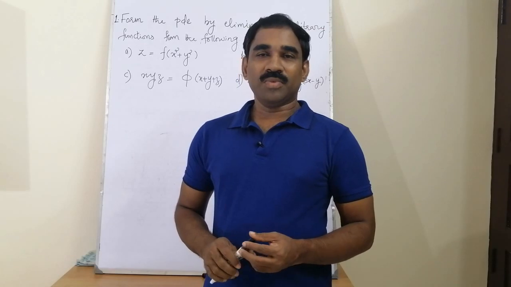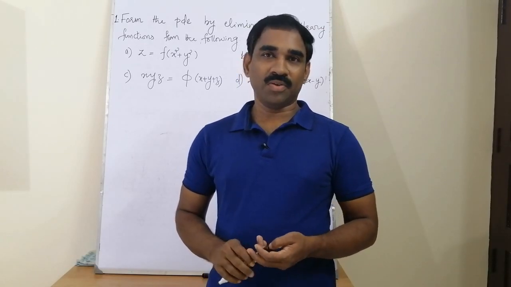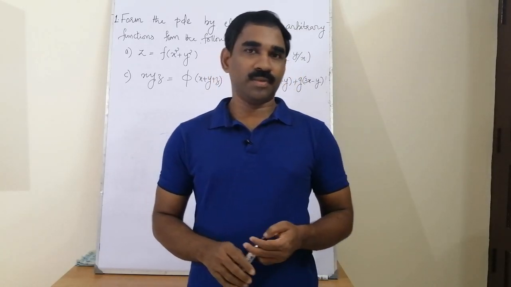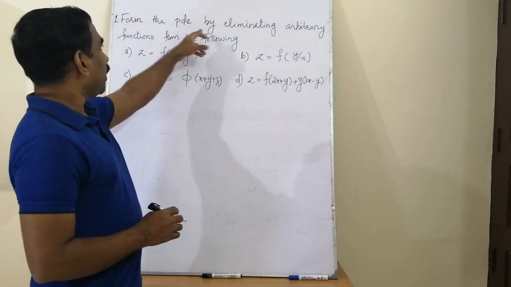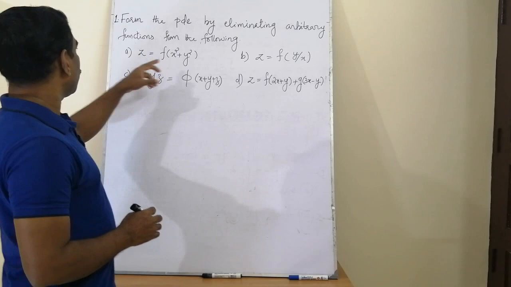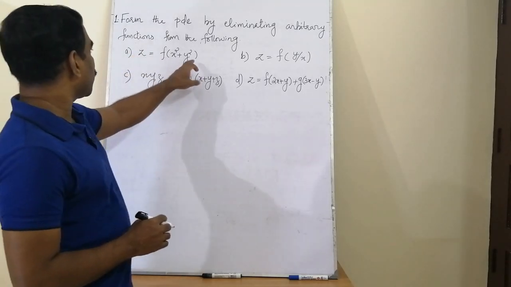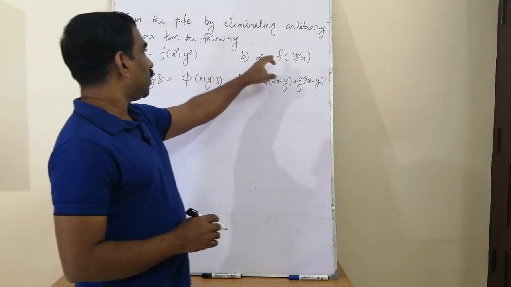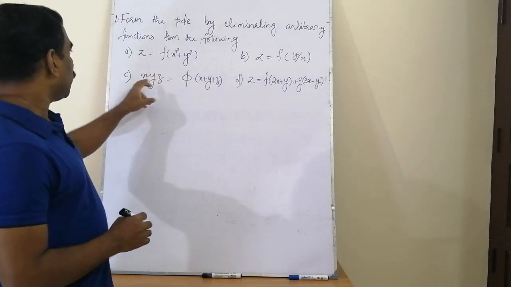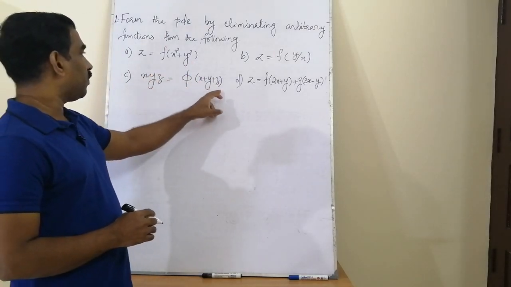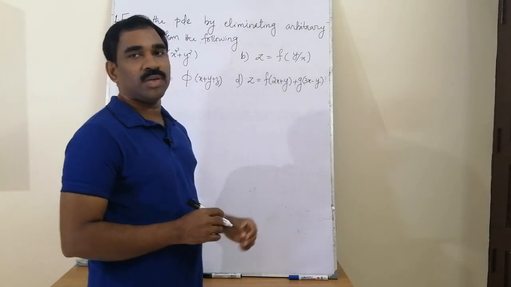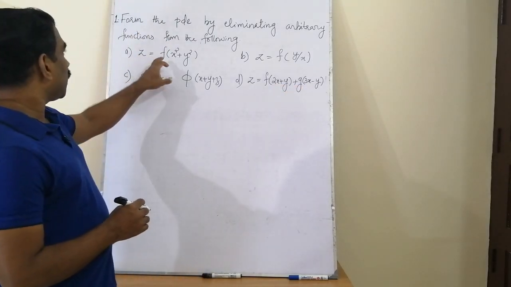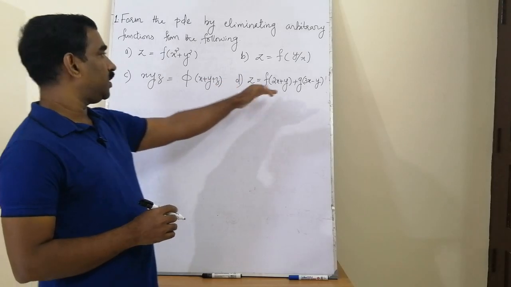Consider the following problems related to formation of partial differential equation by elimination of arbitrary functions. Form the PDE by eliminating arbitrary functions from z equal to f of x square plus y square, z is equal to f of y by x, xyz equal to phi of x plus y plus z, z is equal to f of 2x plus y plus g of 3x minus y, where this f, phi, g, etc.